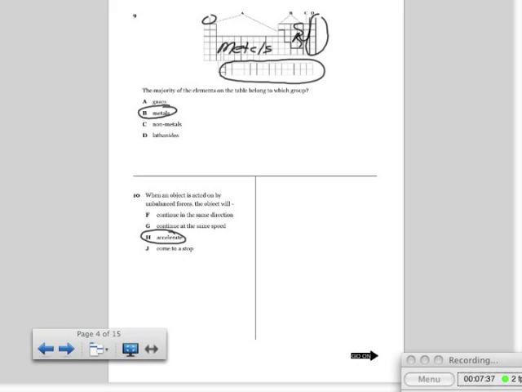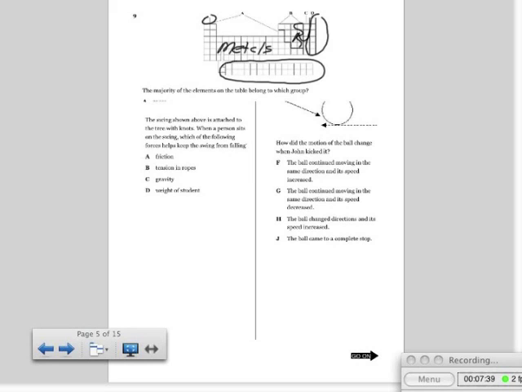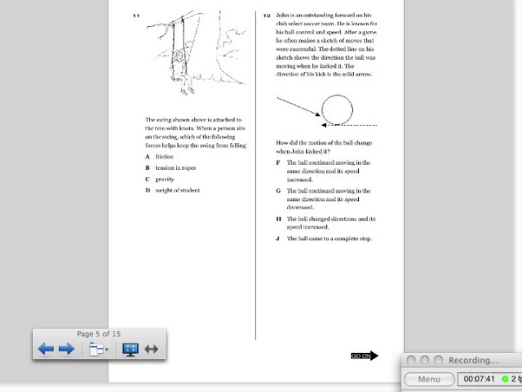Okay, question 11. It shows this girl hanging from a swing off of a limb of a tree. It says the swing shown above is attached to a tree with knots. When a person sits on the swing, which of the following forces helps keep the swing from falling? What you guys put? Tension in the rope. So that tension, it's like pulling a string real tight. It prevents it from falling to the ground, so the tension holds the girl up.